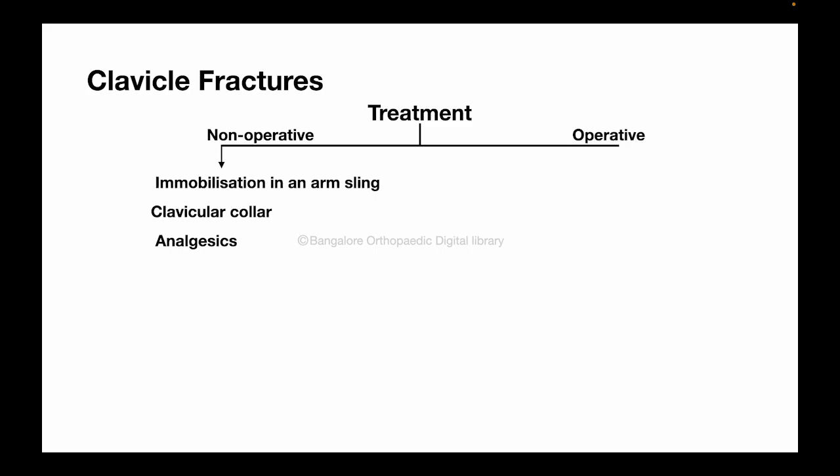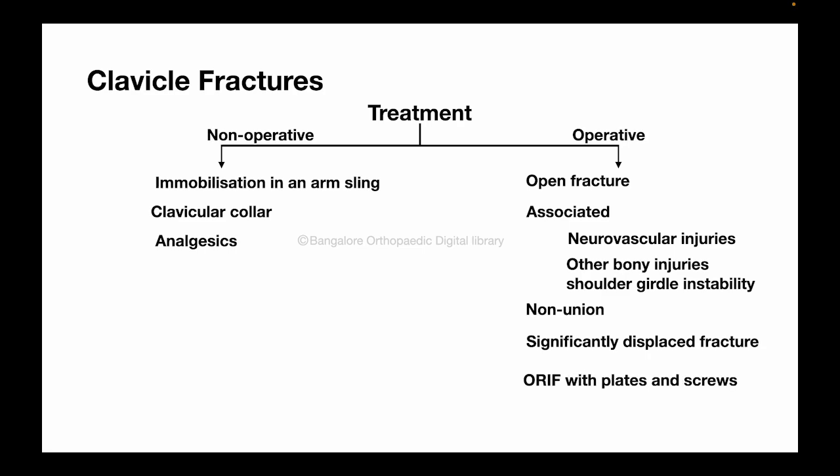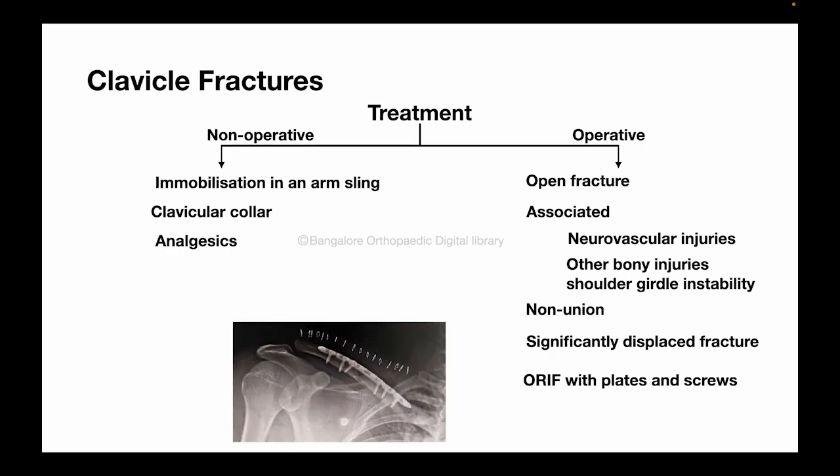However, certain clavicular fractures need to be treated operatively, such as an open fracture due to risk of infection and non-union, fractures associated with neurovascular injuries and other bony injuries which might lead to shoulder girdle instability. Other indications are non-union and a significantly displaced fracture. The standard operative treatment for a clavicular fracture is an open reduction and internal fixation with plates and screws.